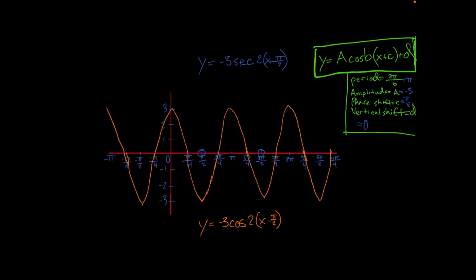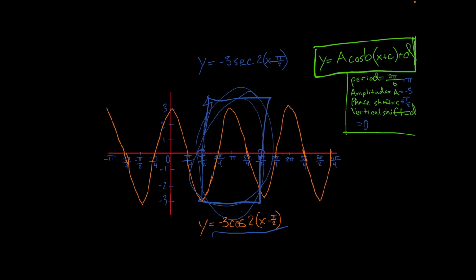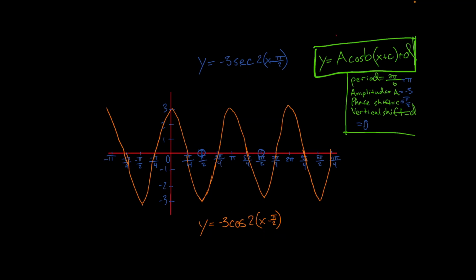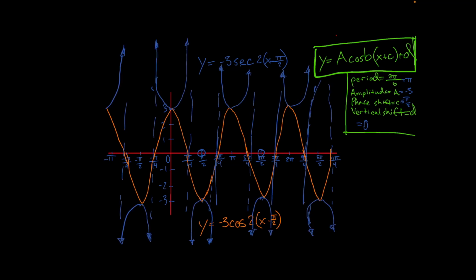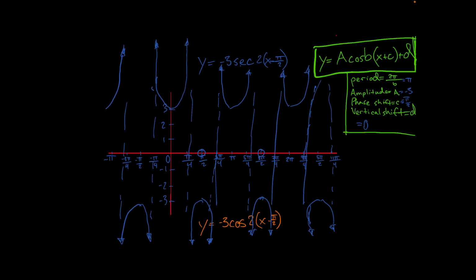Alright, now I've graphed several periods of y equals -3 cosine of 2 times x minus pi over 2. And just to point out, what's in here is one period. And now we're just going to graph our -3 times the secant of 2 times x minus pi over 2 graph. And here's our graph.